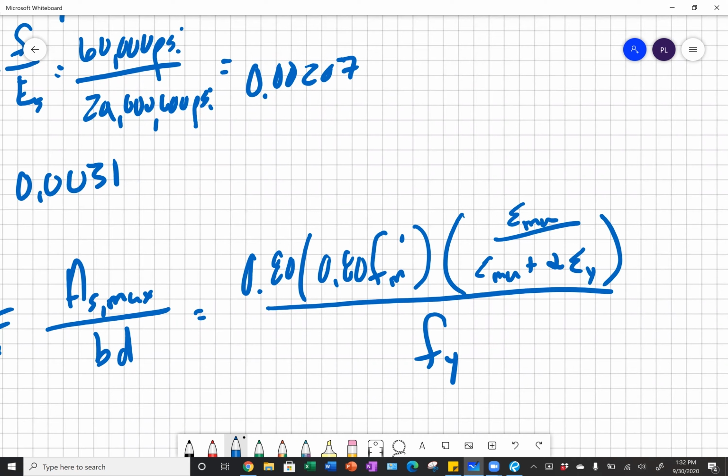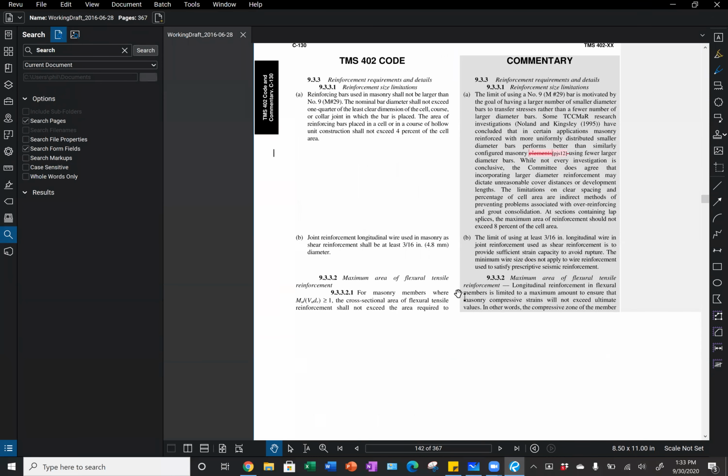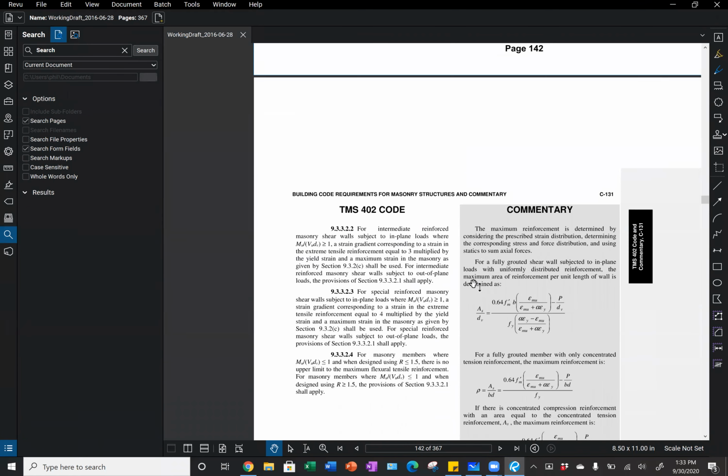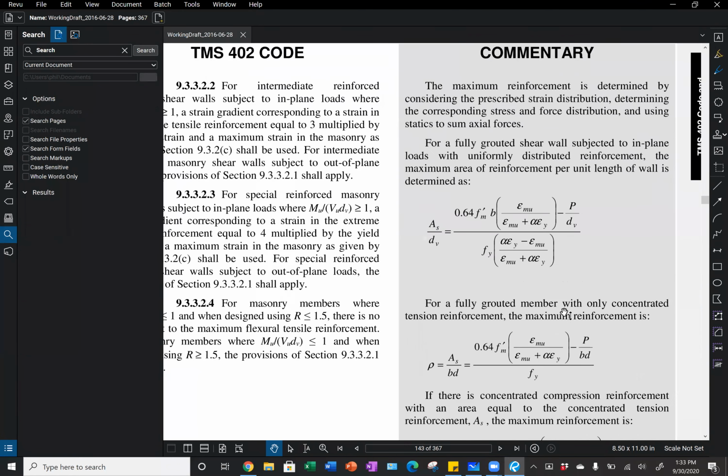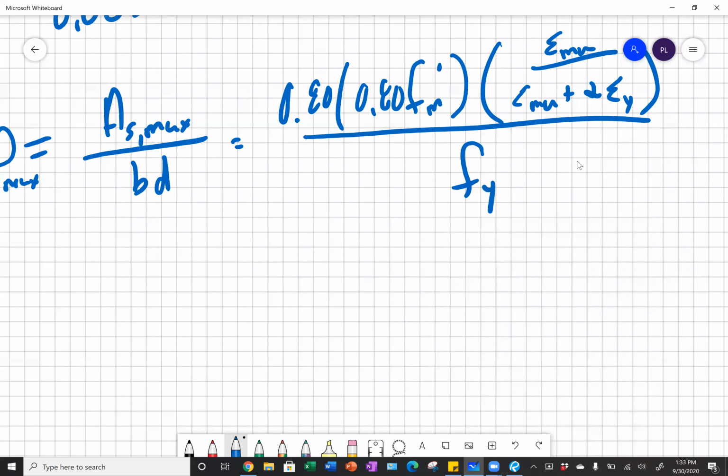And so we can solve for this equation directly, but where does that equation come from? Like I mentioned, it is in our code here in TMS 402, and this is our equation for a fully grouted member, which the strength design provisions require beams to be, with only concentrated tension reinforcement. This is our maximum reinforcement. You'll notice there's an axial component at the end here, but for beam members, we're not allowed to have axial force, so this term goes away, and you can see what this equation is. So where did that equation come from?